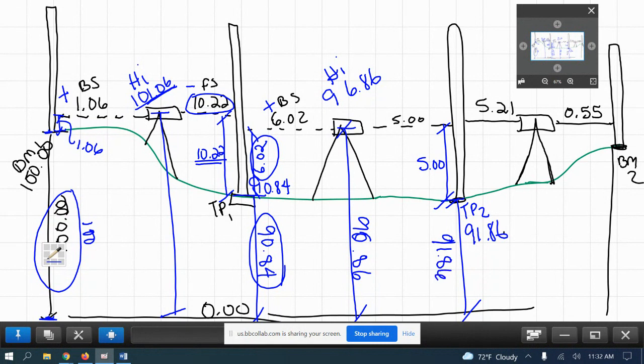And then we leapfrog, we go and set the instrument up, and that is a minus because it's a foresight. And then now we're ready to pick the instrument up. We take our 91.86 plus the 5.21, and it should give us a 97. So our HI would be 97.07.